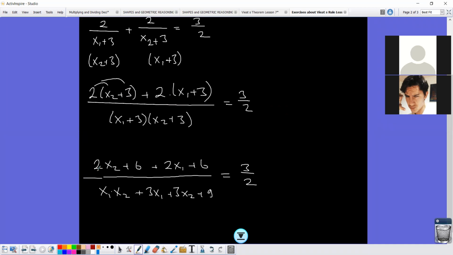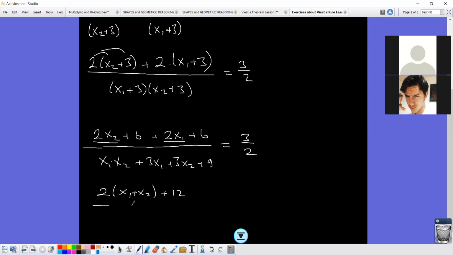Now let's see what we have here. 2x1, 2x2. I will take 2 in front of the parentheses. We'll get x1 plus x2 plus 12, since 6 plus 6 is 12. And here what we have, x1 times x2. When I take these two, the common one is 3. x1 plus x2 plus 9 is equal to 3 over 2.